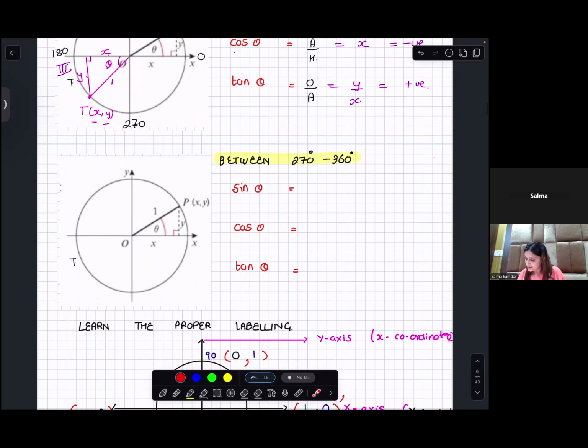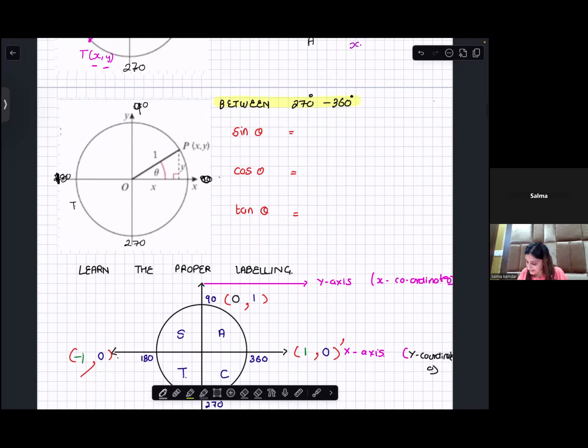Now look at 270 to 360. I will again plot 0, 90, 180, 270. Okay. Here I'll put the x and y's also. So this would be 1, minus 1 for x, y would be 0. And over here, x would be 0. It's the y axis. So y would be 1, minus 1. How would I draw it? I will take a point.